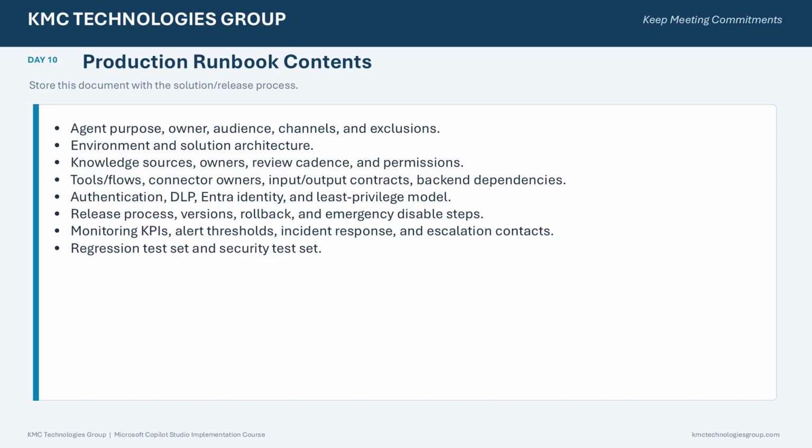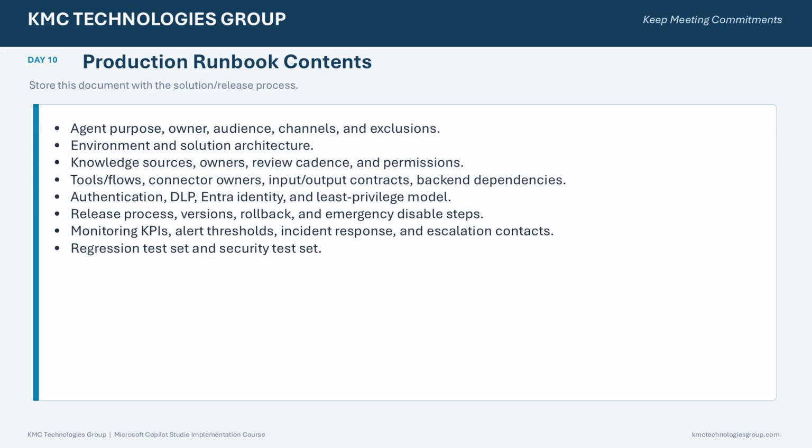All of this operating knowledge needs to live in a production runbook. The runbook should document the agent's purpose, audience, owner, channels, and exclusions. Describe the environment and solution architecture. Document knowledge sources, ownership, permissions, and review cadence. List tools, flows, connector ownership, contracts, and backend dependencies.